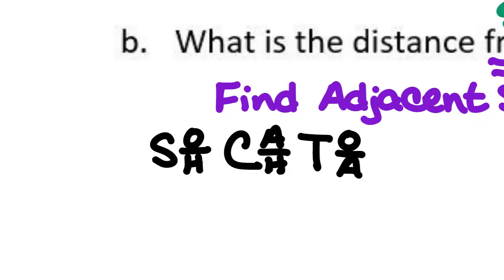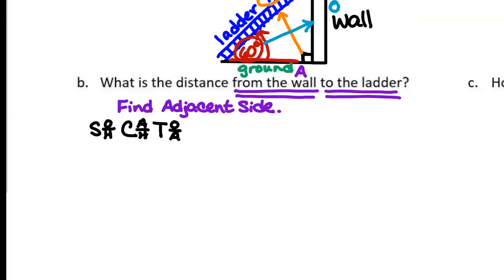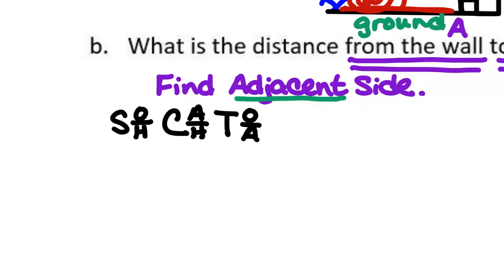SOHCAHTOA. If I'm looking for the adjacent side, which ones would I be looking at? CAH and TOA, cosine and tangent. Sine doesn't have the adjacent side at all.